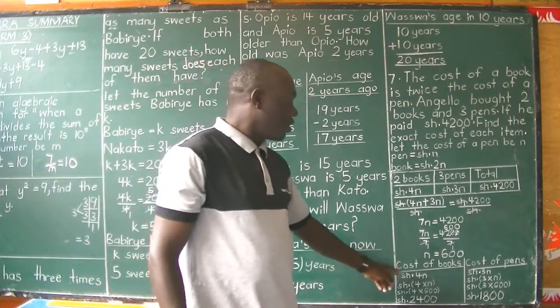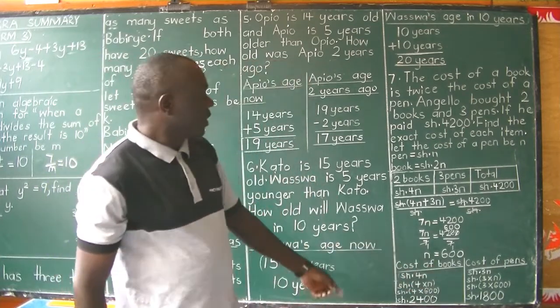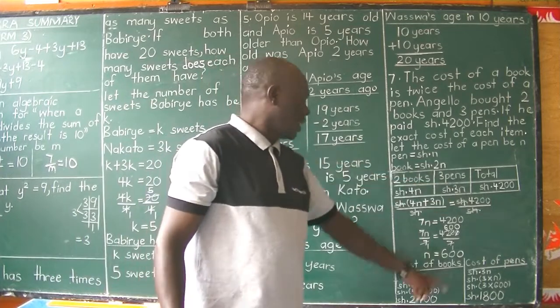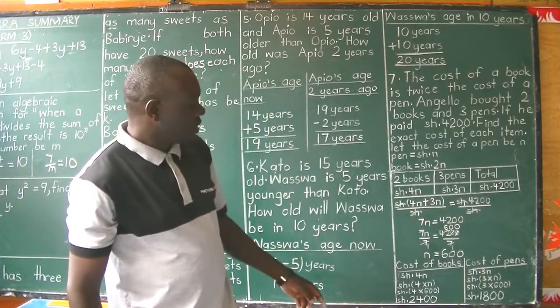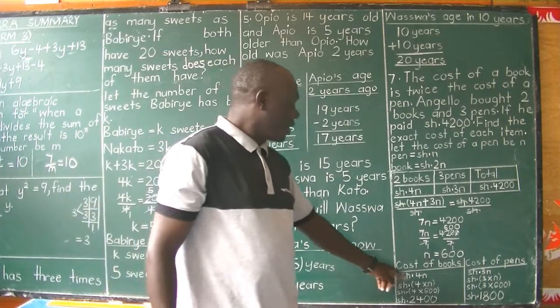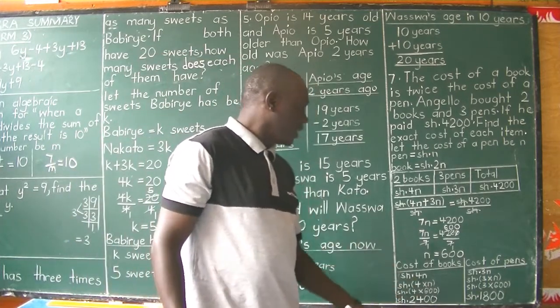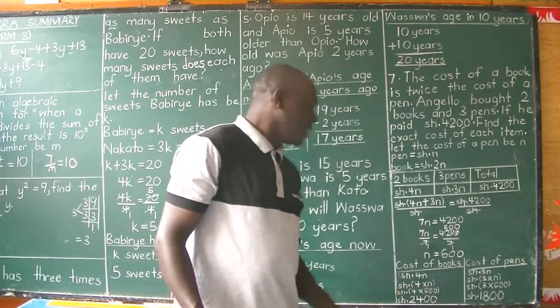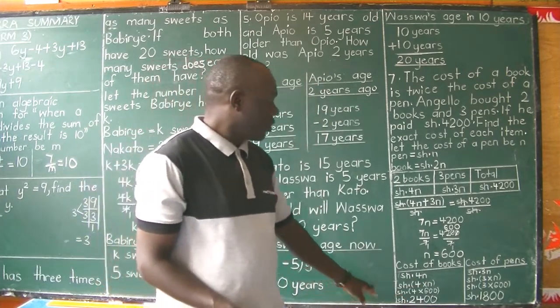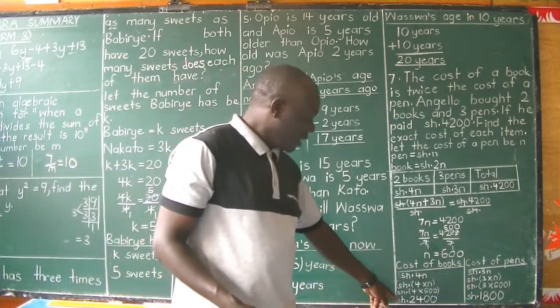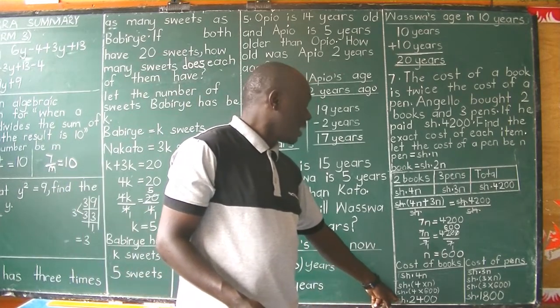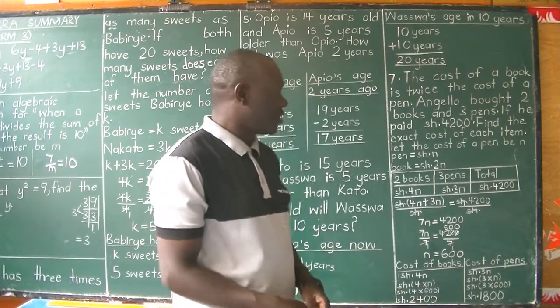I said I've got 2 items, the books and the pens. So you say cost of the books. All the books cost 4n, those 2 books, that is. Which 4n means 4 times n shillings. Then 4 times 600 shillings. So the books as an item cost 2,400 shillings.